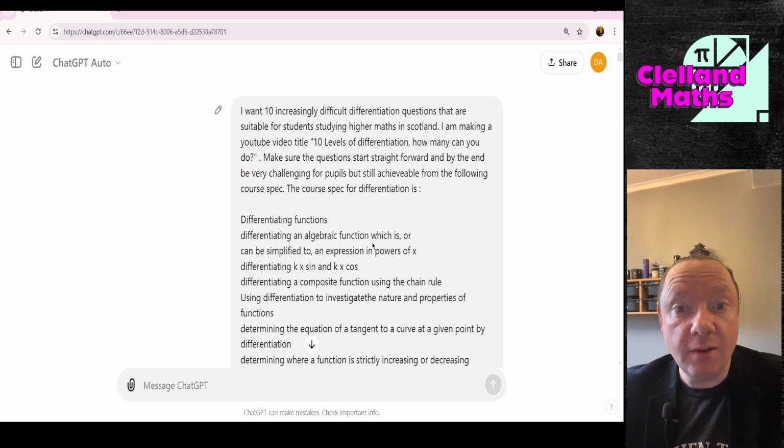With the Qualification Maths, today I've used Chat GPT to find 10 increasingly difficult differentiation questions for higher maths. I thought I'd have a look at this and see how good Chat GPT and AI is at actually generating questions, and I must say I'm quite impressed. I had to play around with it quite a bit.